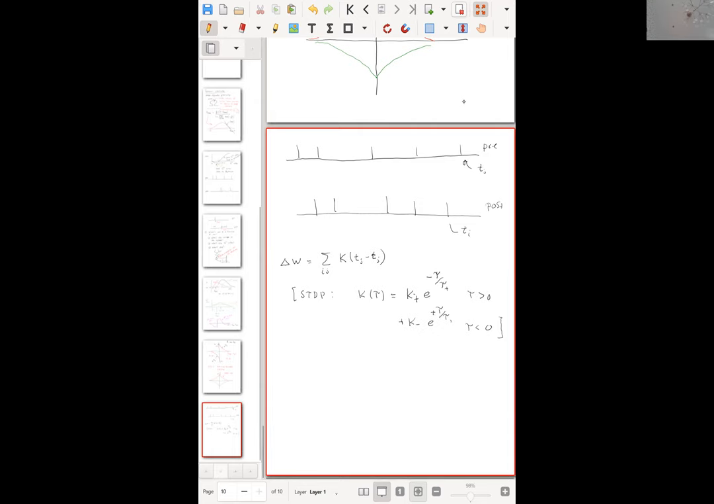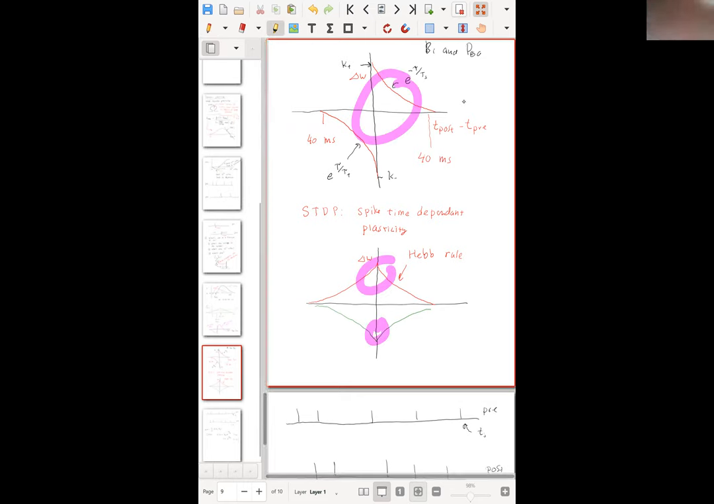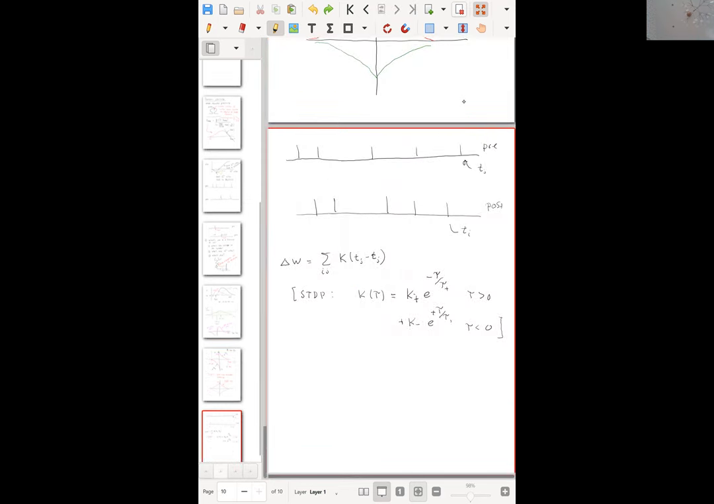Some function of time, it can have this shape here, this shape here, or this shape here. It can have any shape we want. So we're going to write down something very general. One more thing: because we're doing a sum, this is a linear plasticity rule.